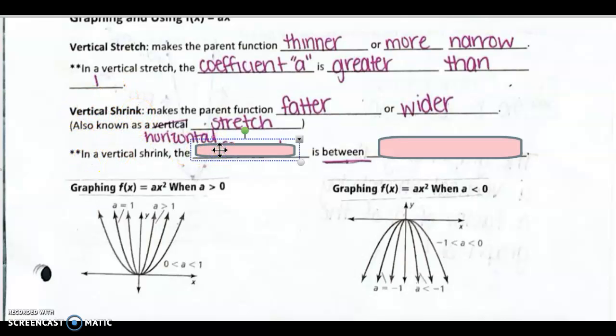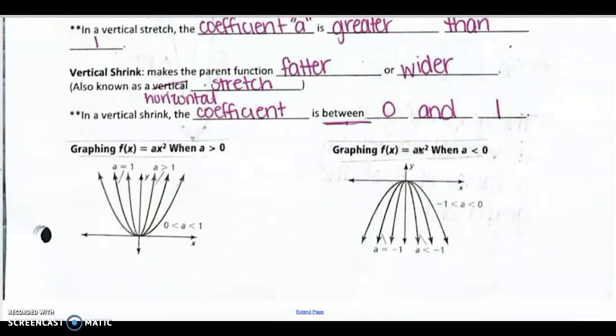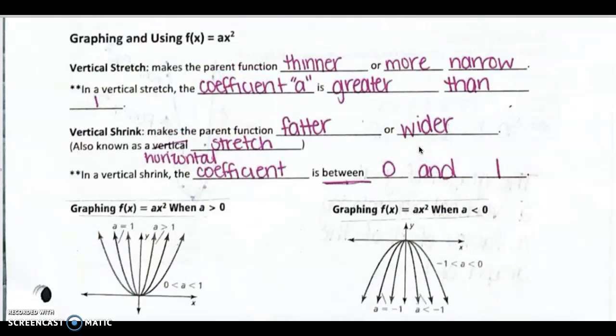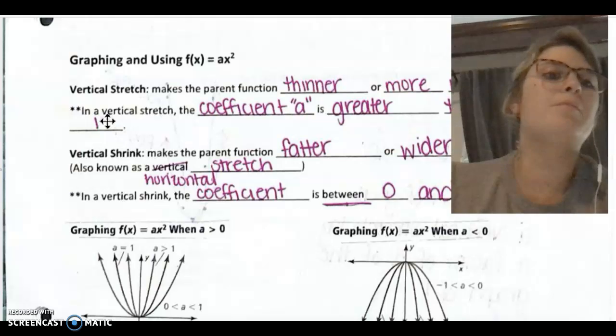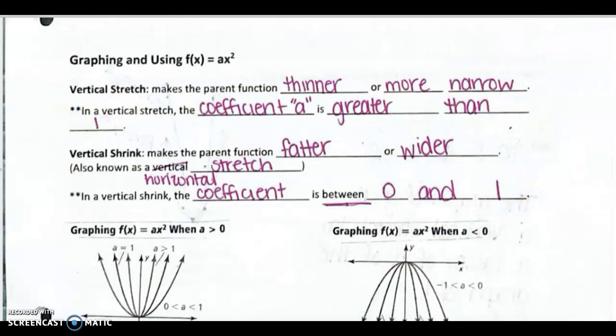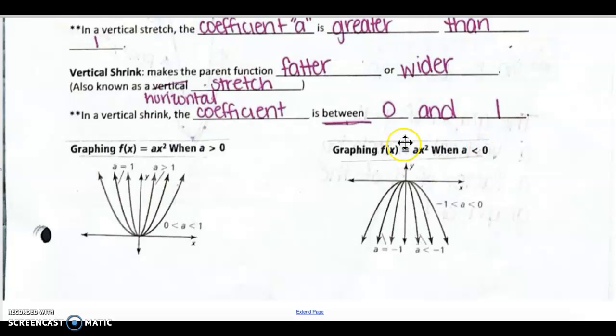Okay, in a vertical shrink, the coefficient is between 0 and 1. So in a vertical shrink, that means it's going to be a fraction. So a stretch is greater than 1, and I think I accidentally said like 1/2 or something earlier. So the vertical stretch is greater than 1. So it would be like 1.5 or 3 halves. It can still be a fraction, but it'd have to be improper. So anything greater than 1 is a stretch. Anything between 0 and 1, whether it's a decimal or a fraction, that's going to be a shrink. All right, next page.